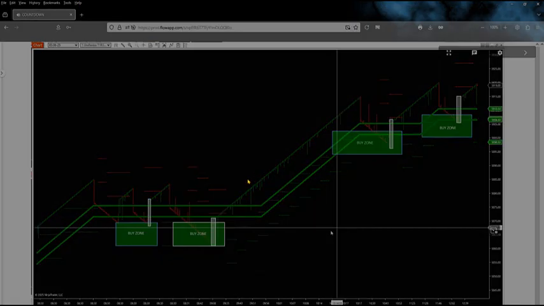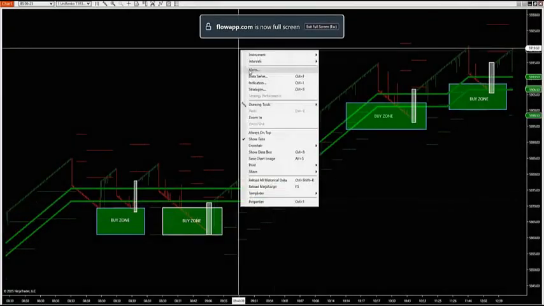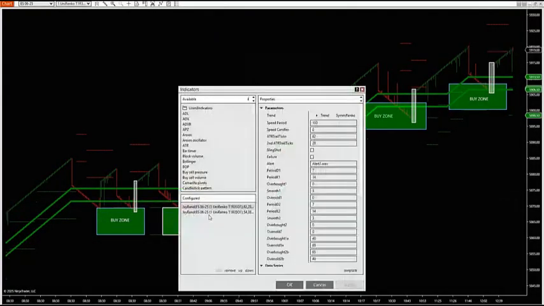We're going to get going. So what you can do, guys, is you put the indicator in twice. One, this is a sim.